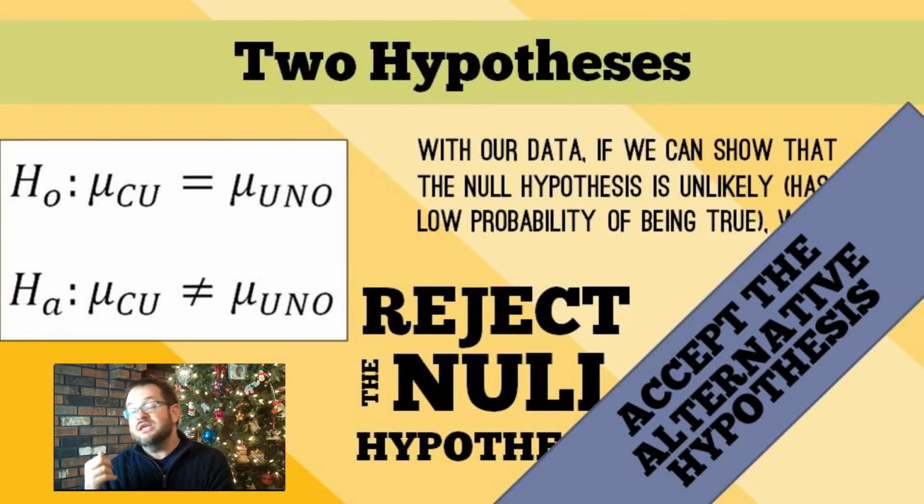So if you have shown that it is very unlikely that the means at Creighton and UNO are the same, then you can reject the null hypothesis. You can see why we kind of call it the victim hypothesis. It's the one we're kind of gunning for. And then we can accept the alternative hypothesis.